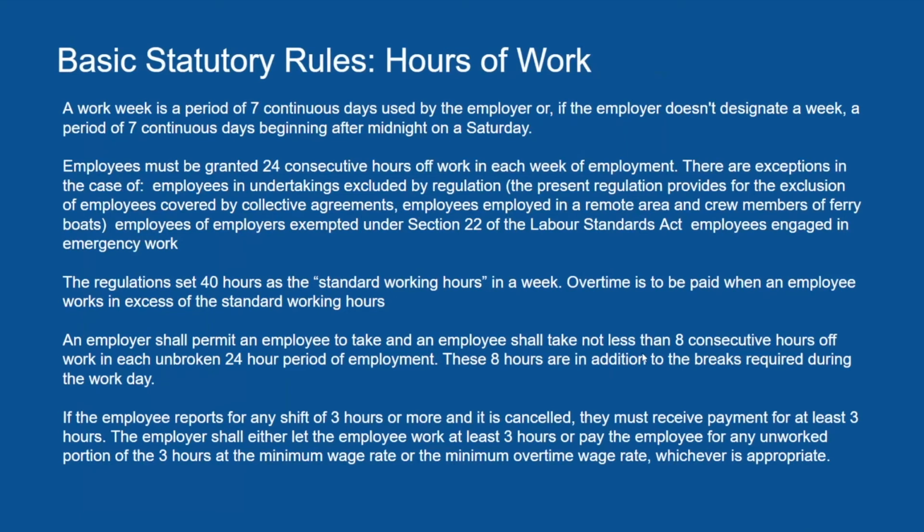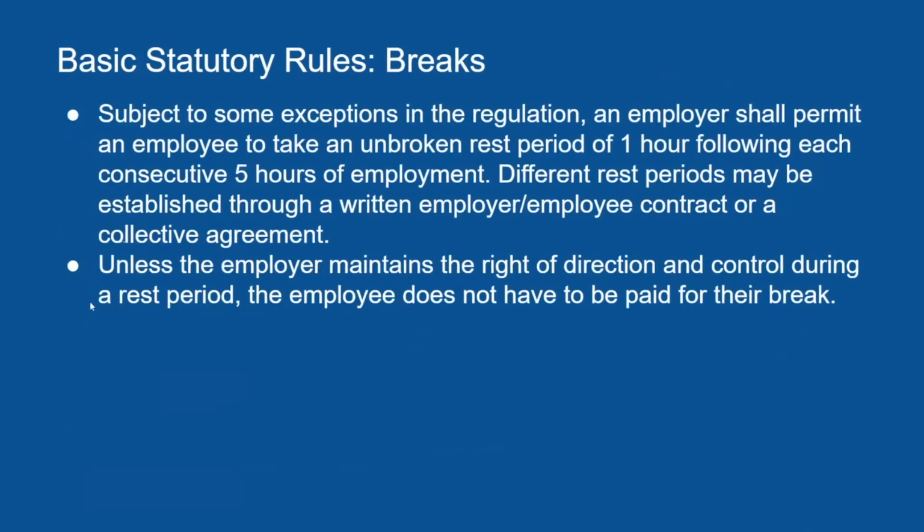So we talked too about hours of work, and that is, there's 7 days. You've got to have at least 1 day off. Hopefully it's Sunday. You can't work any more than 16 hours a day. 40 hours is a standard work week, of which anything beyond 40 hours should be paid overtime, which is 1.5 times the minimum wage. Breaks, when people are eligible for breaks, so after 5 hours, you get 1 hour.